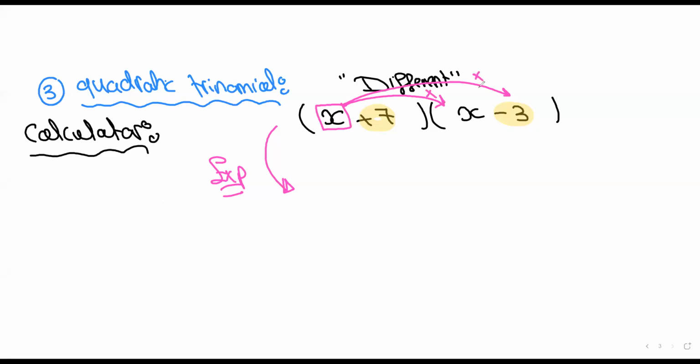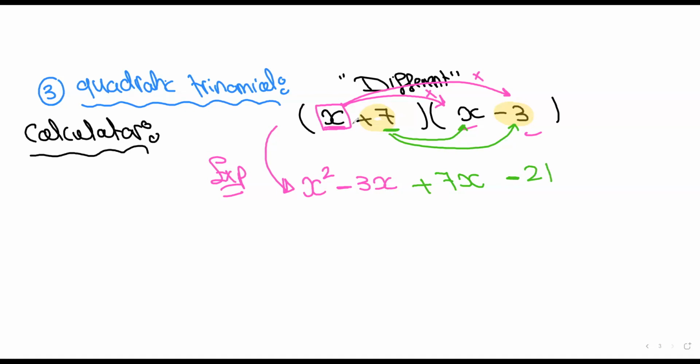ودايما يا جماعه خلينا واحنا بنعمل المالتيبليكيشن نبقى ماشيين بالترتيب. يعني انا باخد الاولاني تايمز البراكت الثاني، يعني اهو زي ما انا عملت كده هنا هاخد ده تايمز هنا وهنا. So x times x is x power 2. X times negative 3 is negative 3x. And then I will take the second term, multiply here, multiply there. Positive 7 times x is positive 7x. Positive 7 times negative 21.